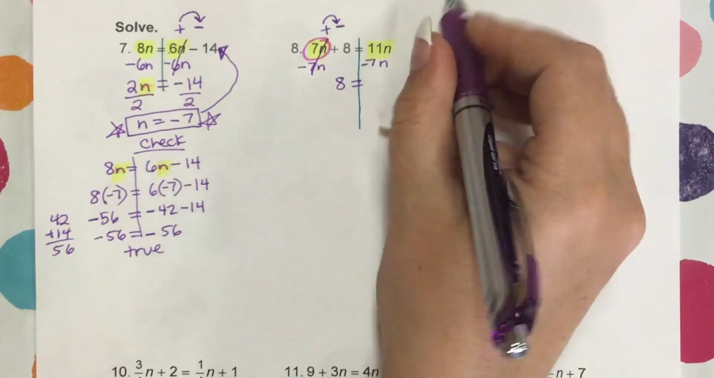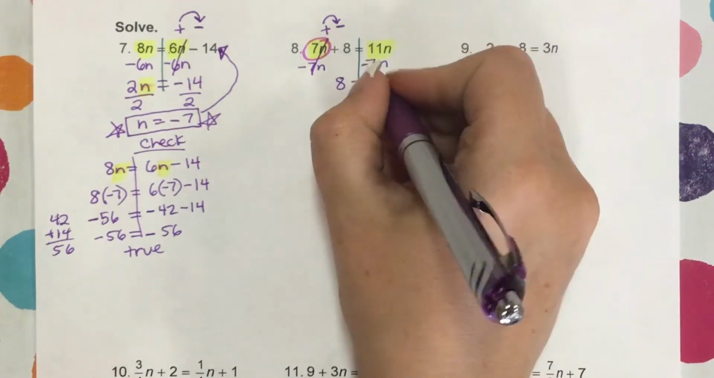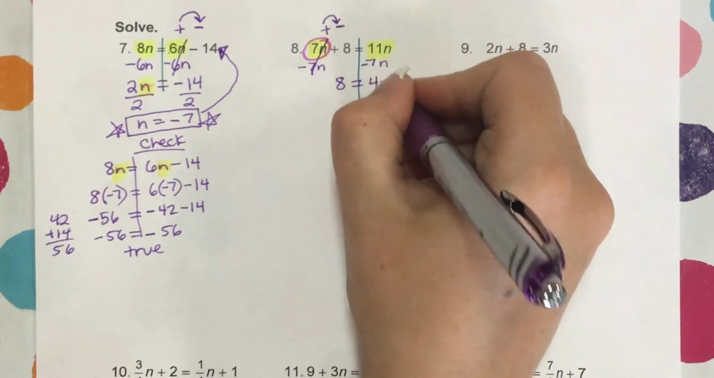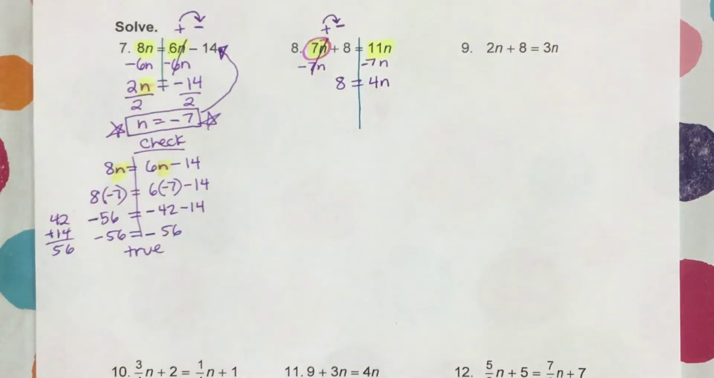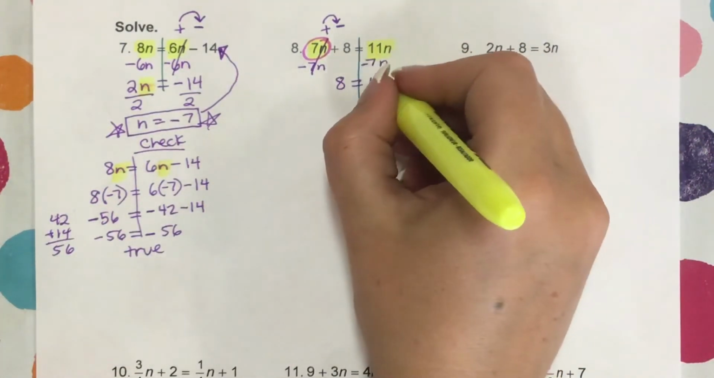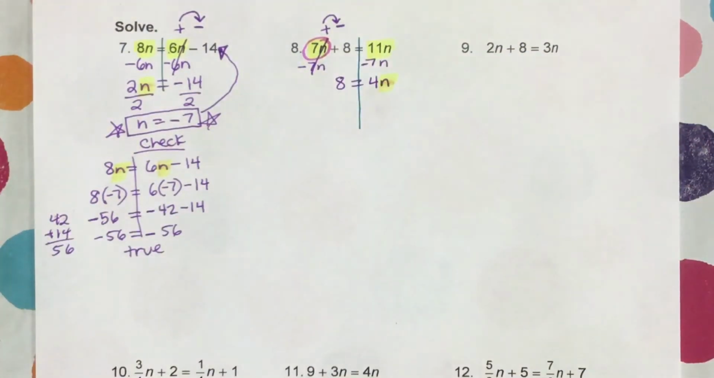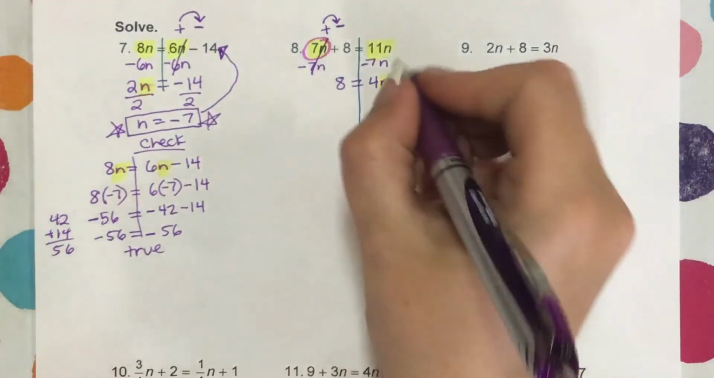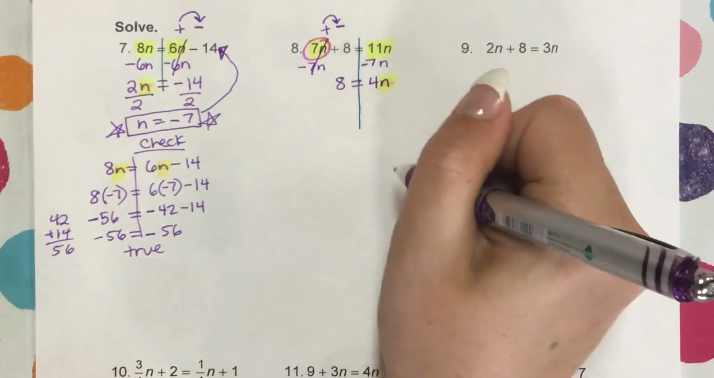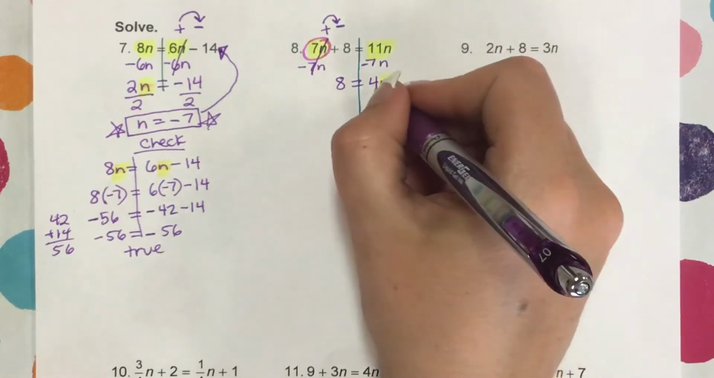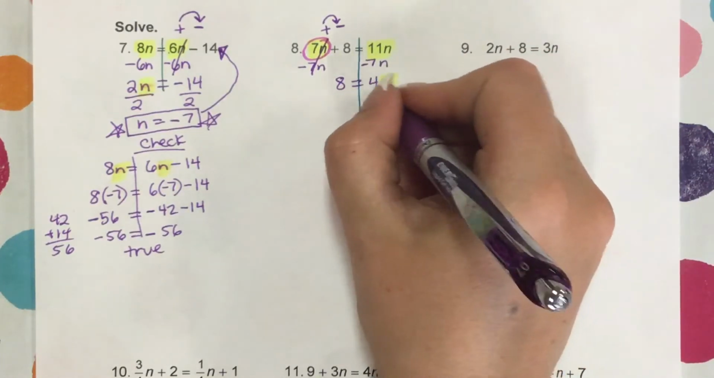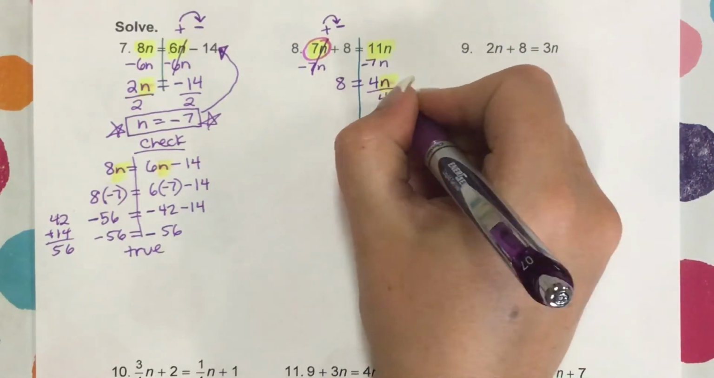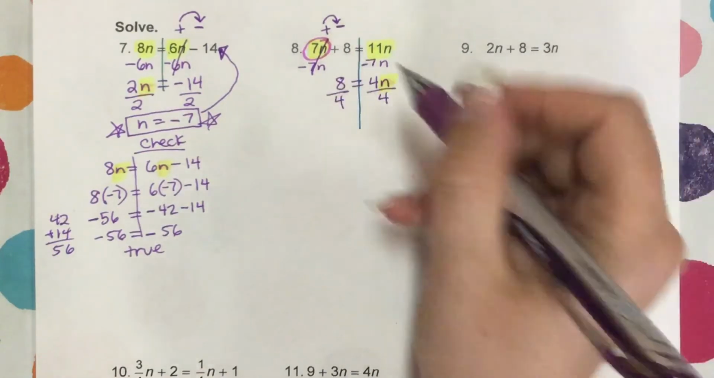11n minus 7n is the same thing as 11 minus 7, which is 4, and I just put that n on the end. Okay, I'm trying to figure out what n is, so I need to get it by itself. I have 4 times n, so I have to do the inverse operation. The inverse of multiplication would be division, divided by 4 to both sides.